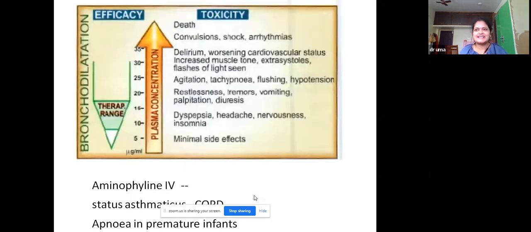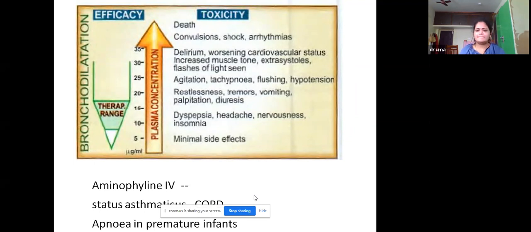So the toxicity is an extension of the pharmacological effects. At 5 to 15 microgram per ml, which is the therapeutic range, only headache, insomnia, dyspepsia, and nervousness will be produced. Above 20 microgram per ml, there occur tremors, vomiting, agitation, tachypnea, flushing, and hypotension. Mainly they produce cardiovascular and CNS side effects, that is arrhythmias, convulsions, shock, and death occur with this drug.